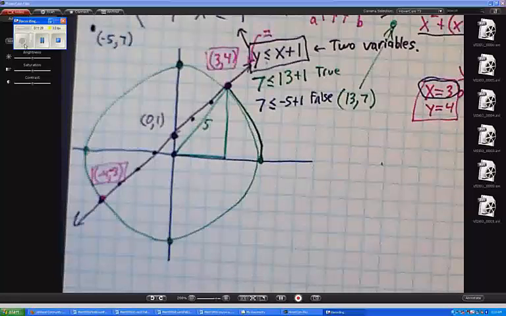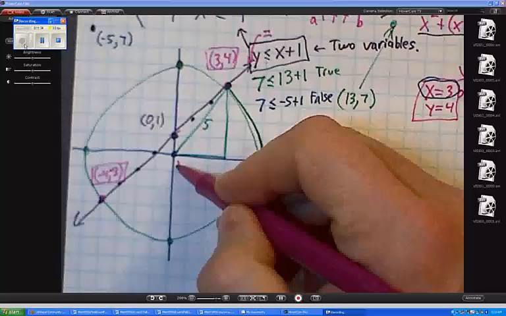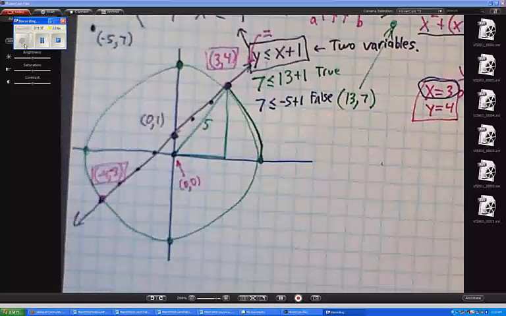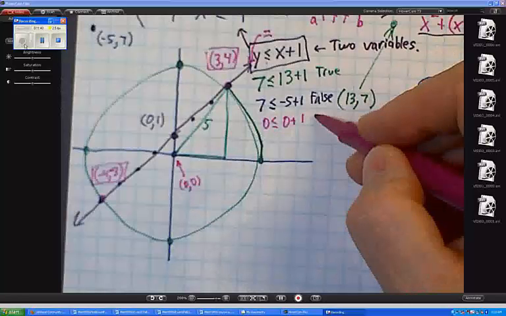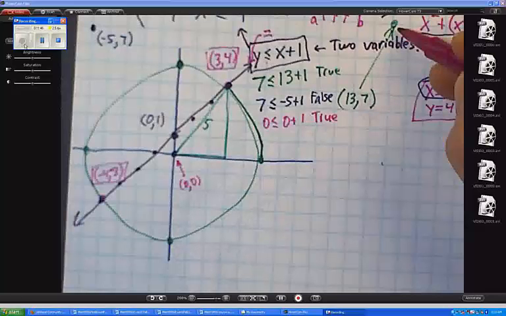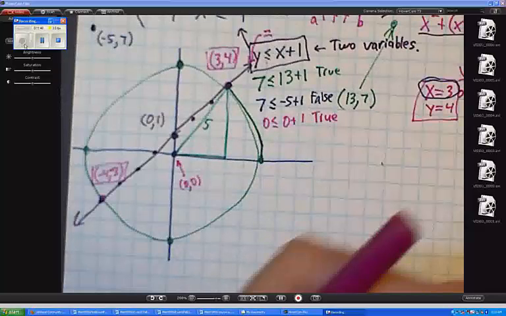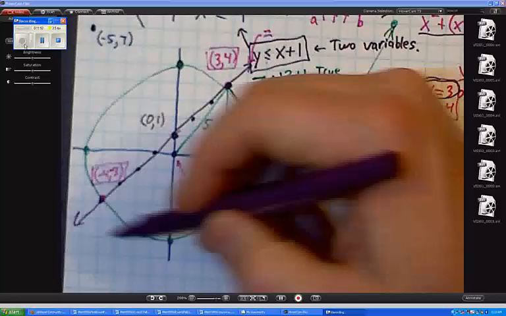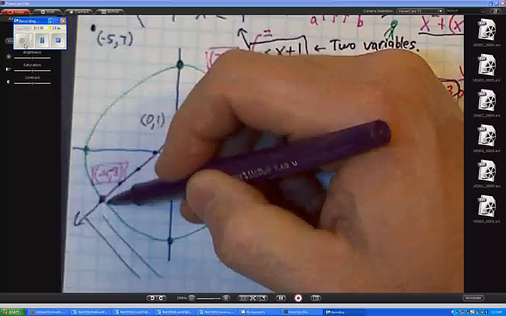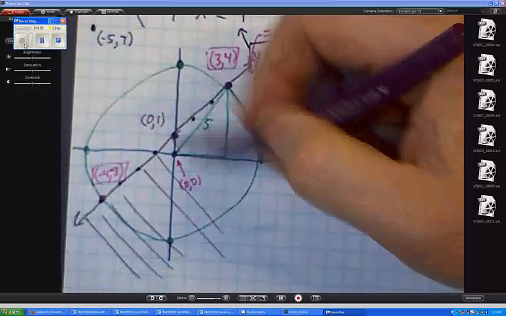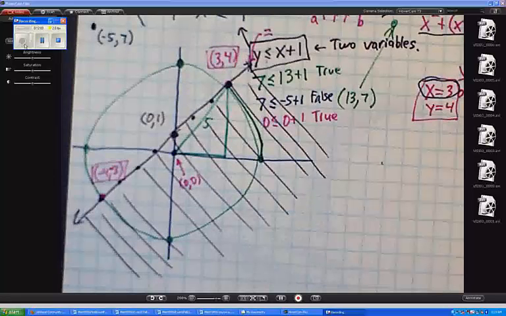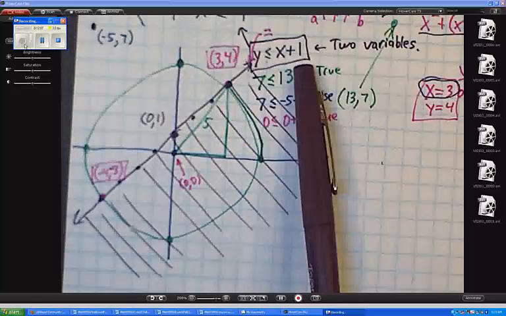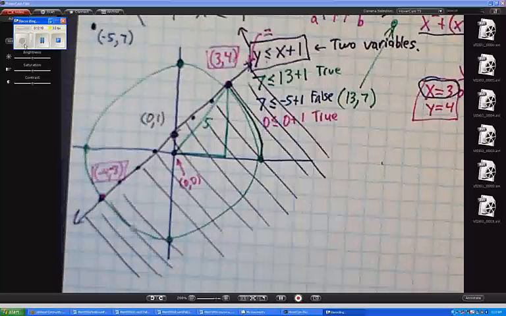Okay? You know which one I always pick? Well, not always. Almost always. I almost always pick 0, 0. I love using that as my test point because it's so simple, the math. 0 less than or equal to 0 plus 1. True or false? Well, we knew it had to be true because it's on the same side as this one. That was true. But the point is that once you know which side makes these things true, we shade in that direction. We say, okay, that's the graph of the inequality y is less than or equal to x plus 1. So that's how you do a two-variable inequality.